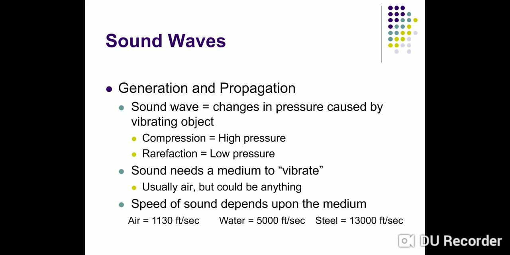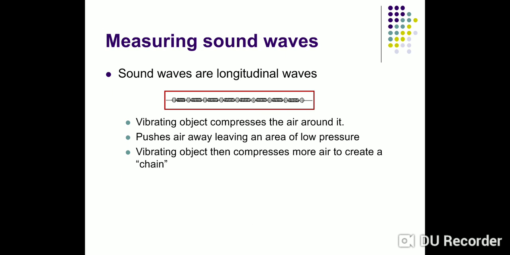Now, second point, sound needs a medium to vibrate according to the direction of propagation, usually air but could be anything. Third point, speed of sound depends upon the medium. We know about the speed of sound in various mediums such as air 1130 feet per second, water 5000 feet per second, steel 13,000 feet per second.